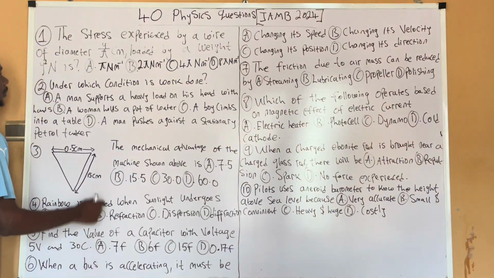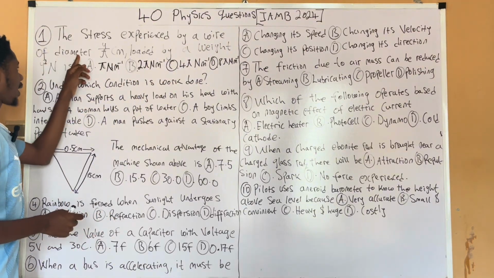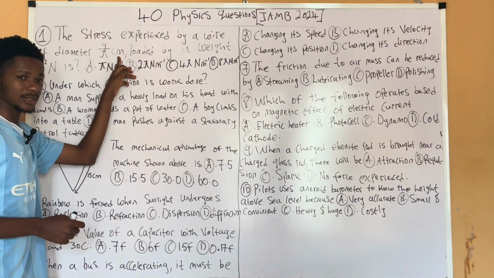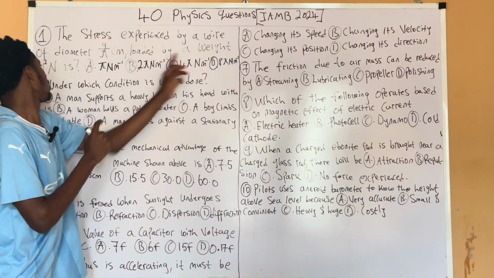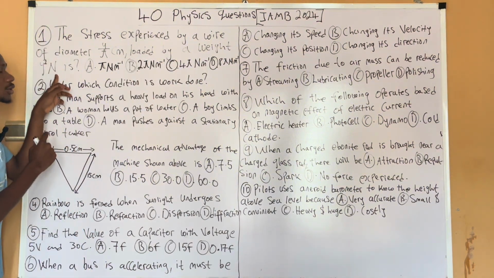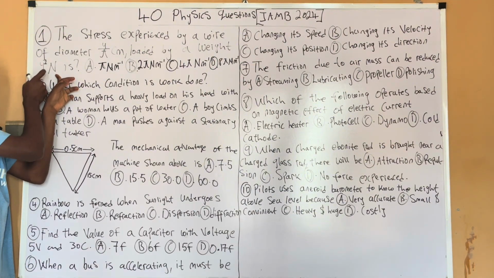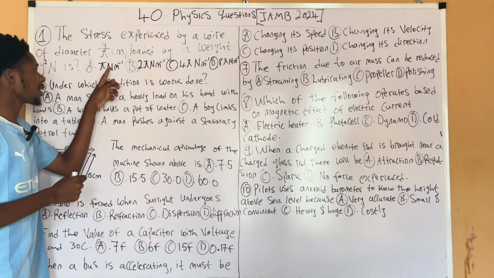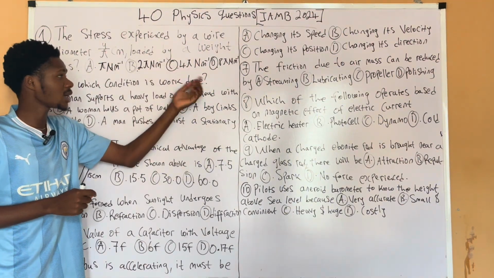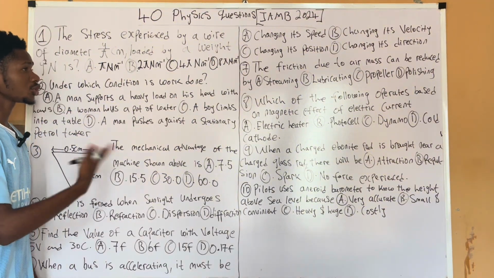Now, the first question on the board says, the stress experienced by a wire of diameter y over pi centimeter, so the diameter of the wire is y over pi, loaded by a weight of y squared newtons. So the weight applied to the wire was y squared newtons. Now, they're asking us the stress. Option A is pi newtons per meter, B is 2 pi newtons per meter, C is 4 pi newtons per meter, and D is 8 pi newtons per meter. So which of these options?